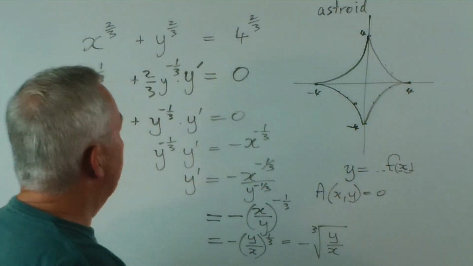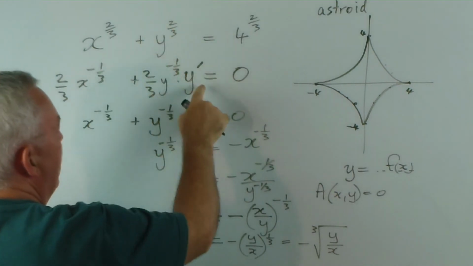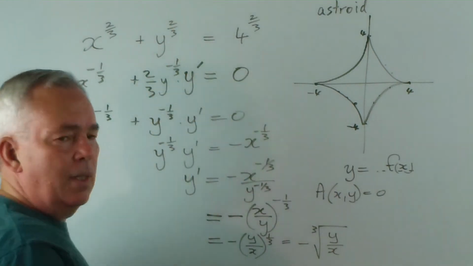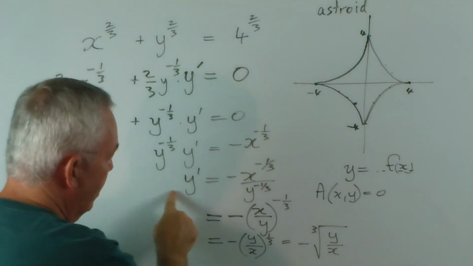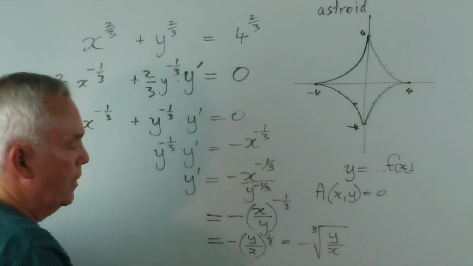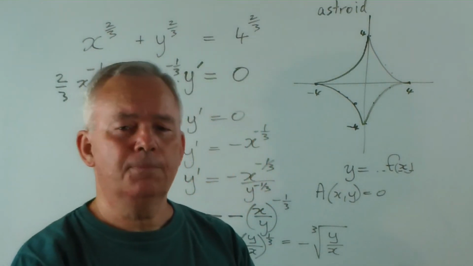And in implicit differentiation, the thing to watch out for is when you're differentiating a function with a y, you'll get a y dash at the end of that expression. And that will come out in the end as the derivative. And it's a profoundly useful tool.